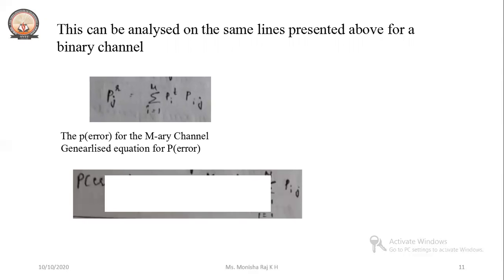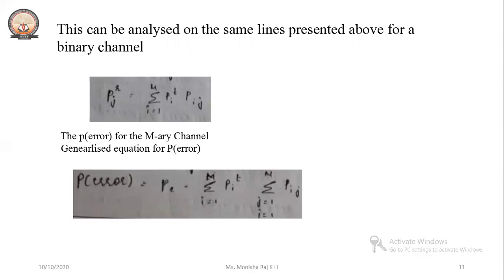So it is written as P error equal to summation I equal to 1 to M PIT into summation J equal to 1, J not equal to I, to M of PIJ. This is a generalized equation for P error for an M-ary channel.